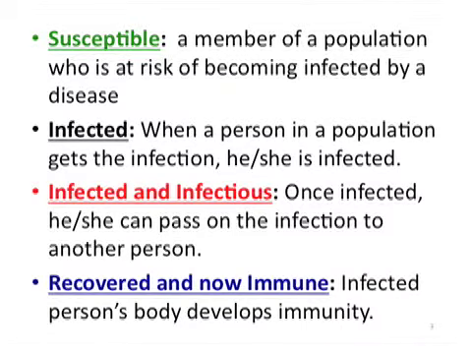Okay, Dr. Larson. The idea of our simulation game is that the class members will become infected randomly with a statistical probability determined by our sampling technique. There are 4 possible disease states of any given student, as you can see on your screen right now. Susceptible is a member of a population who is at risk of becoming infected by a disease. Infected, when a person in a population gets the infection, he or she is infected. Infected and infectious is once an infected person passes on the infection to another person. Recovered and now immune, infected person's body develops immunity.